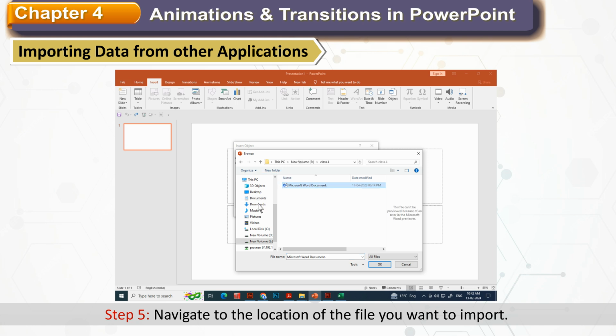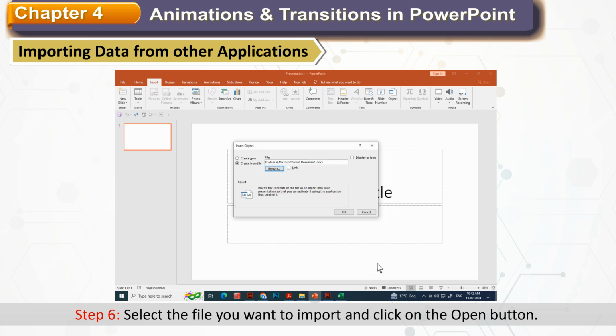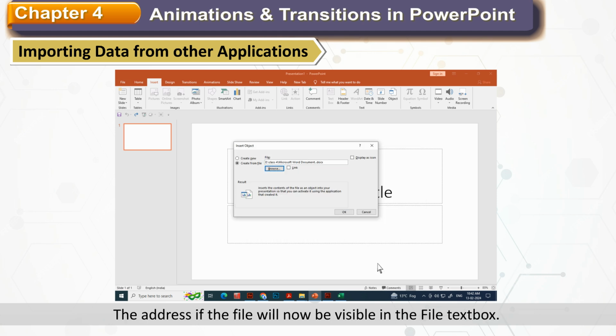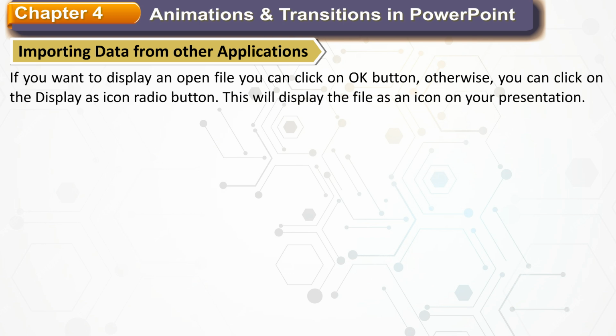Step 5. Navigate to the location of the file you want to import. Step 6. Select the file you want to import and click on the Open button. The address of the file will now be visible in the File text box. If you want to display an open file, you can click on OK button. Otherwise, you can click on the Display as Icon radio button. This will display the file as an icon on your presentation.